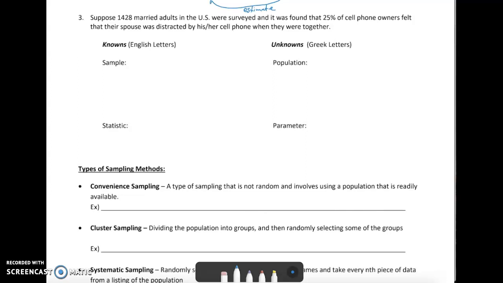So you took a sample. This 1,428 married adults in the US that were surveyed would be your sample. So 1,428 married adults in the US. That's our sample. So the statistic is the numerical value that goes along with that. So in that case, there were 25% who agreed, or felt this way. So that is my statistic, 25%. It's the value that goes with the sample.